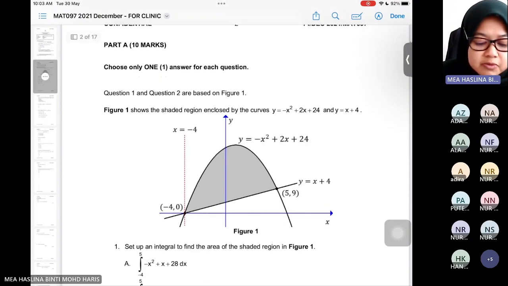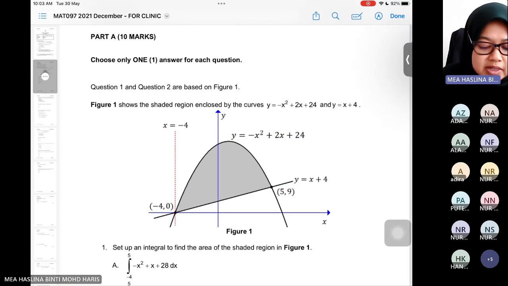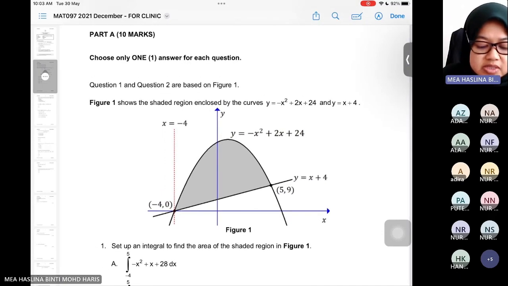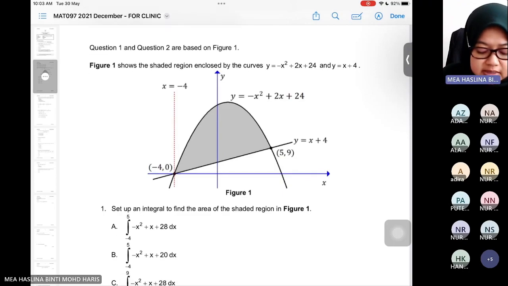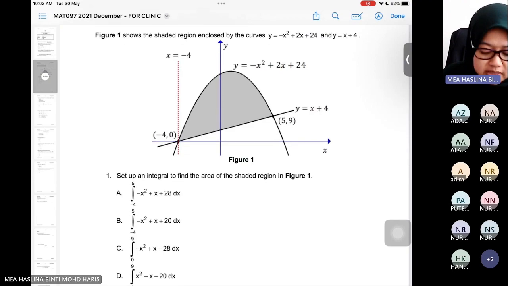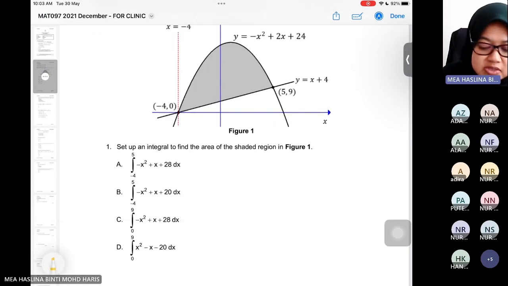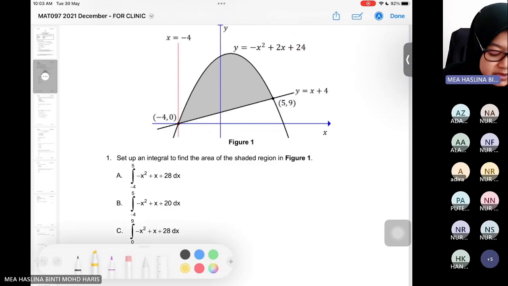So first of all, we look at the objective questions. Part A, choose only one answer for each question. Questions 1 and 2 are based on figure 1. Figure 1 shows the shaded region enclosed by the curves. Set up an integral to find the area of the shaded region in figure 1. As you can see, the options given for each of the answers are in dx, so that means you just need to consider vertical strips.